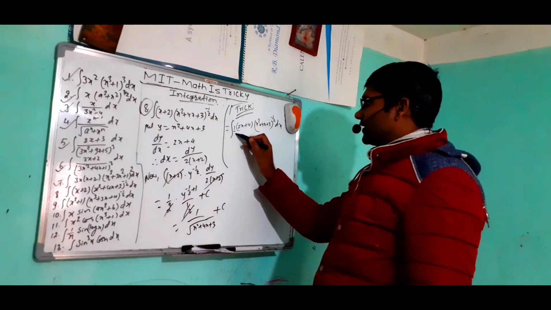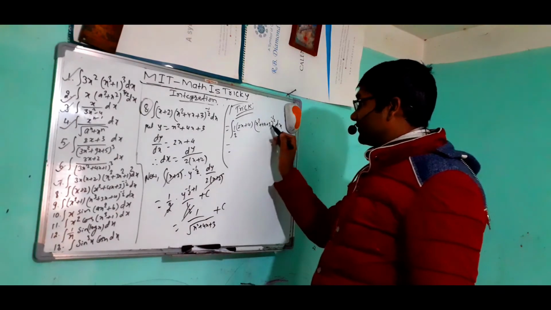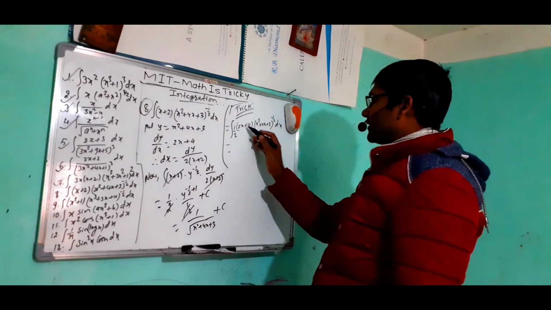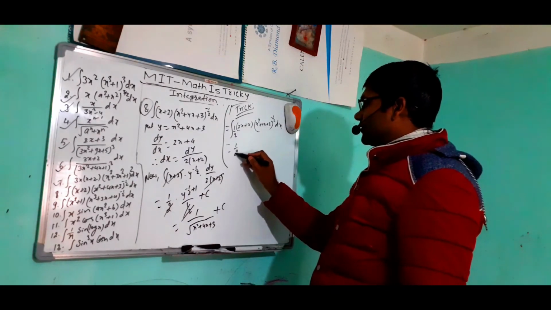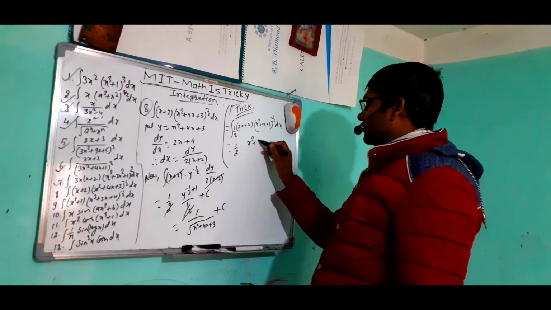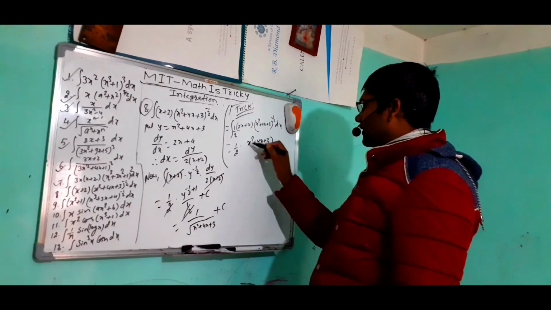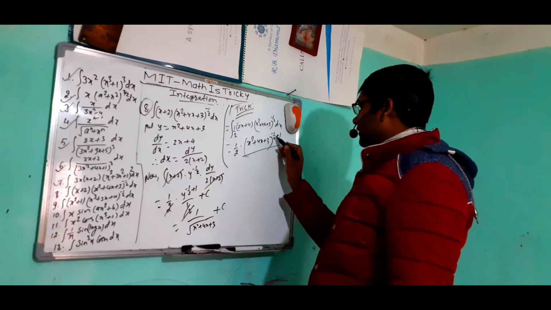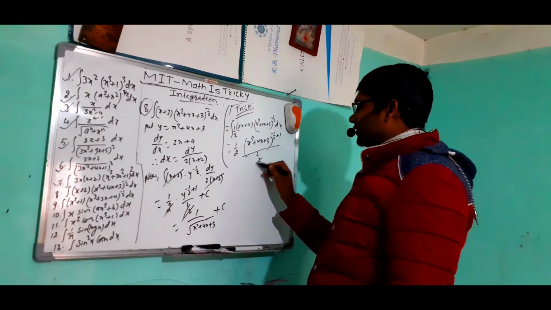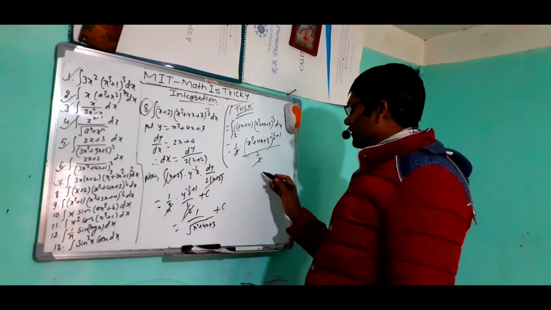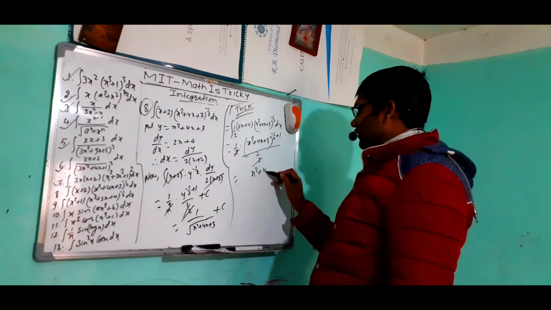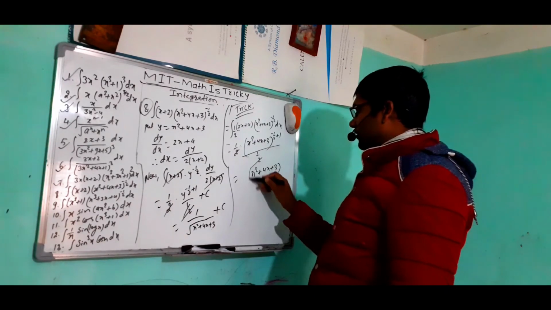Now to balance this, we'll write here 1 by 2. Now see here, once the derivative of this base is here, we can use the power rule. So directly we can use the power rule: 1 by 2 and (x square plus 4x plus 3) whole power minus 1 by 2 plus 1. And again here it is 1 by 2, 1 by 2 here, so the 2s cancel.